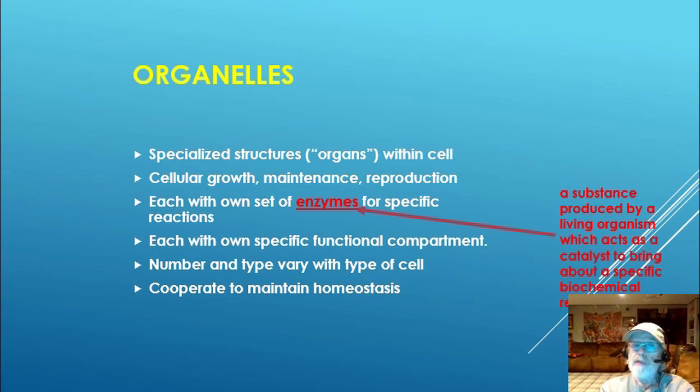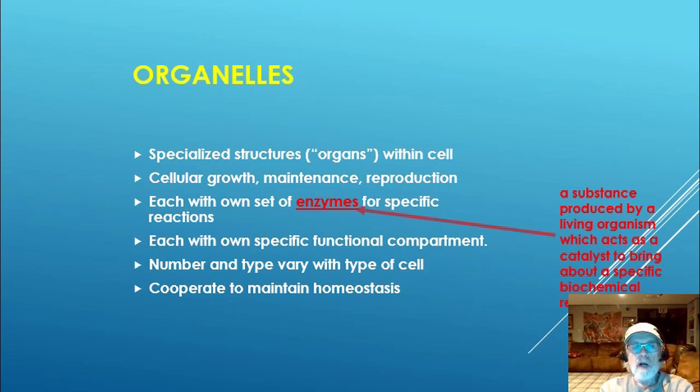Okay, and all these organelles have their own sets of enzymes, and if you know anything about enzymes, they're substances produced by a living organism which act as a catalyst or make things happen. They bring about a specific biochemical reaction. So there's tons and tons of enzymes, and these enzymes, guess what they are? Oh, that's right, they're proteins. We have to make those.